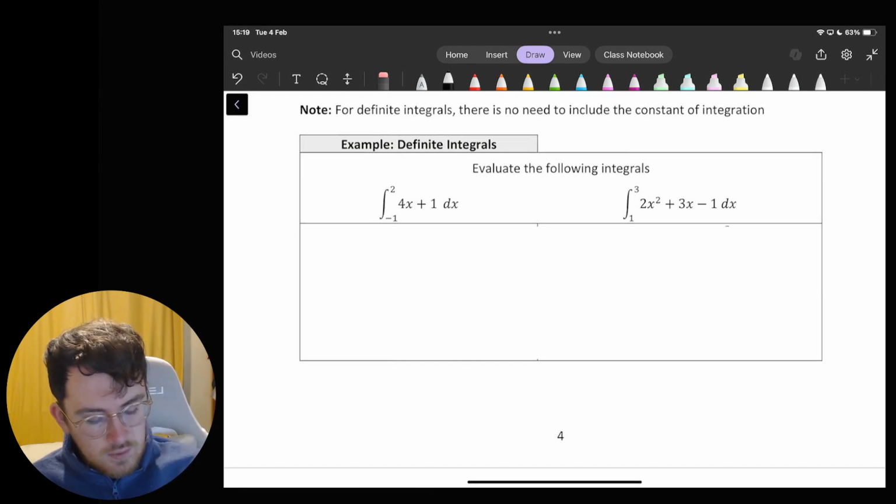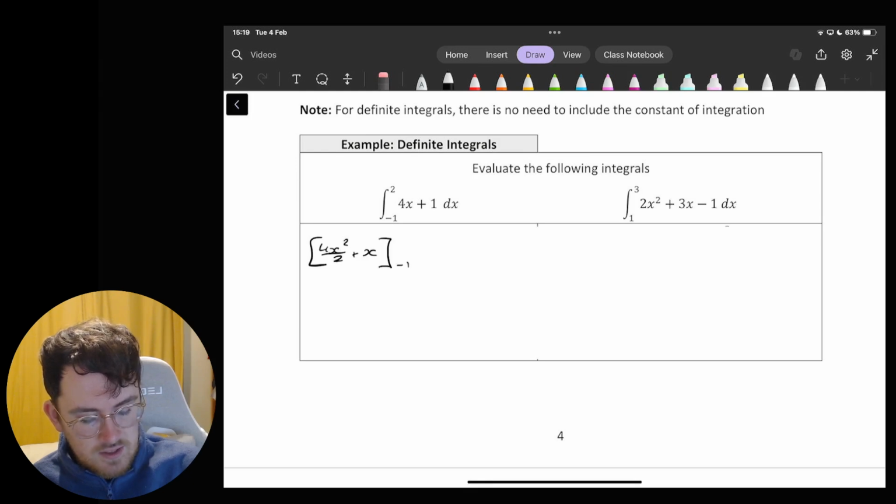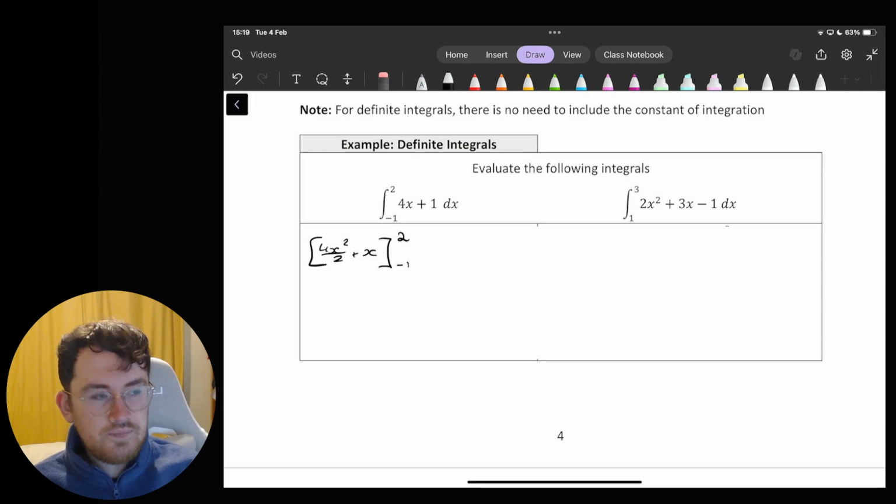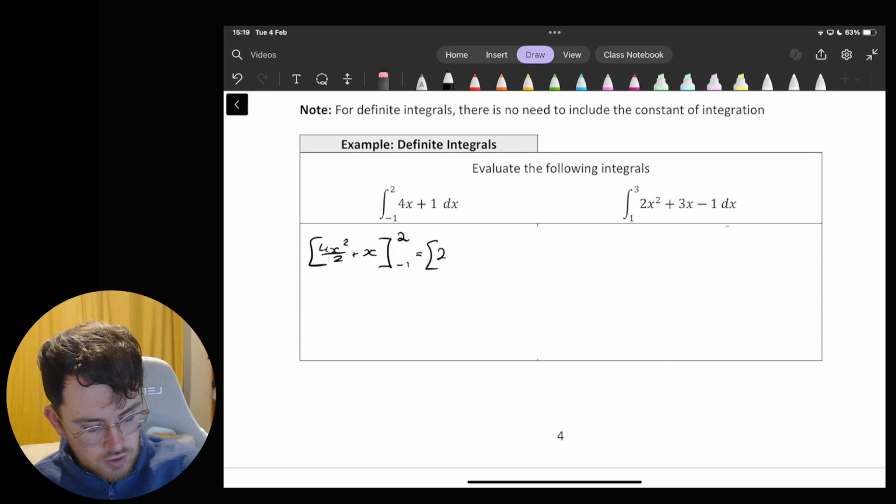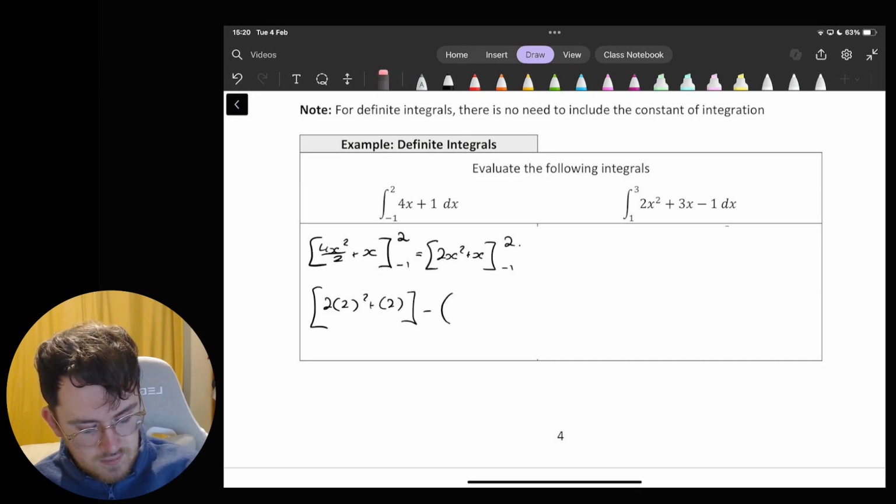So, evaluating the following integrals. Looking at the first one here, we're integrating 4x plus 1 dx, so relative to x. First just compute the integral, so that's going to give me 4x squared over 2 plus x, and that needs to be evaluated at minus 1 and 2. We can simplify that a little bit more, so 2x squared plus x, still evaluated at 2 and minus 1. Next I'm going to evaluate those, so I'll fill in 2 for x, keep square brackets, and we'll do minus 1 as well for x.